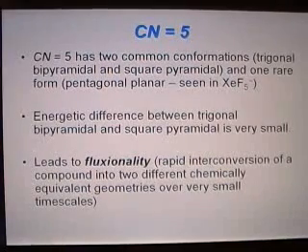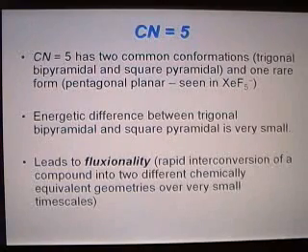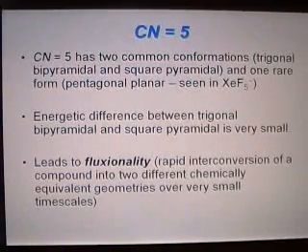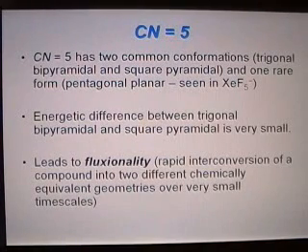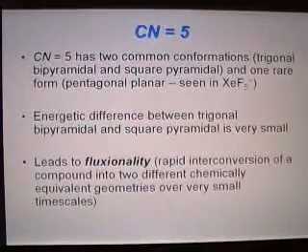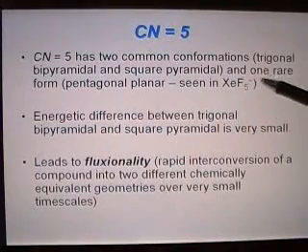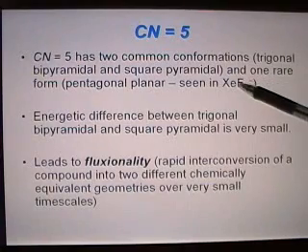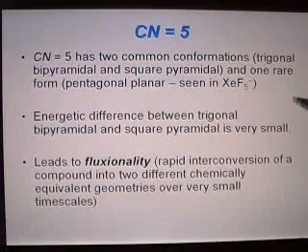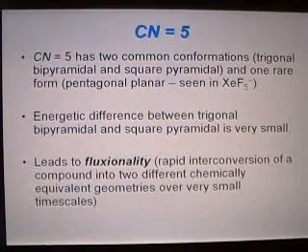Coordination number 5 has two common conformations, trigonal bipyramidal and square pyramidal, and one very odd form, which is this pentagonal planar. You can imagine, put something like a Xe atom, write that down, and then at the corners of a pentagon, write the 5 fluorine atoms. And that's how it's coordinated. It's planar. It's weird.